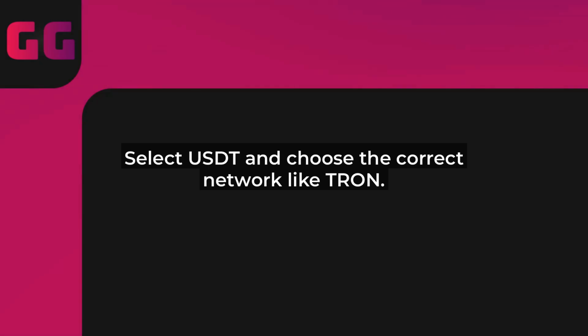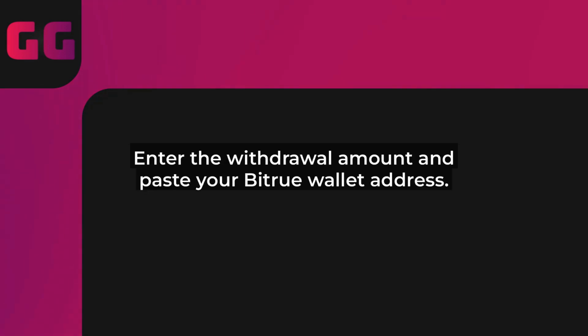Step 2. Select USDT from the list of assets. Here's a crucial tip. Pay attention to the network. USDT can be on networks like Tron, Ethereum, or others. For Bitrue, make sure you choose the correct one, like Tron for faster, cheaper transfers in 2025.